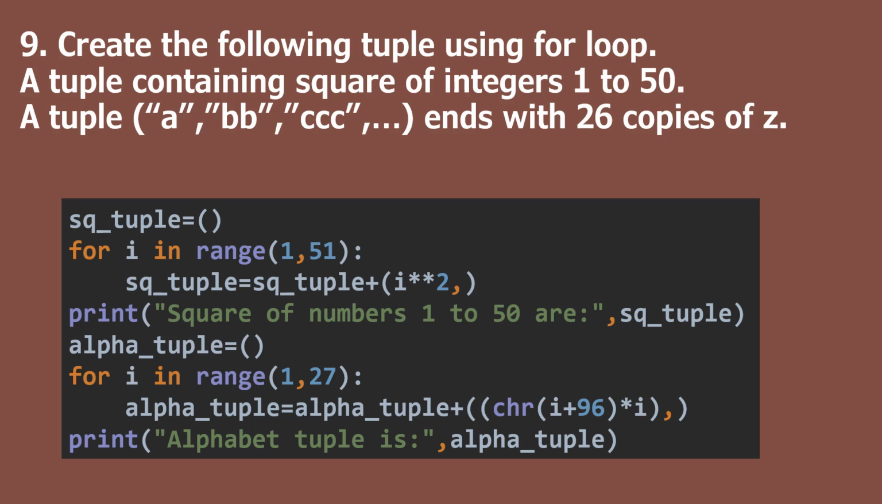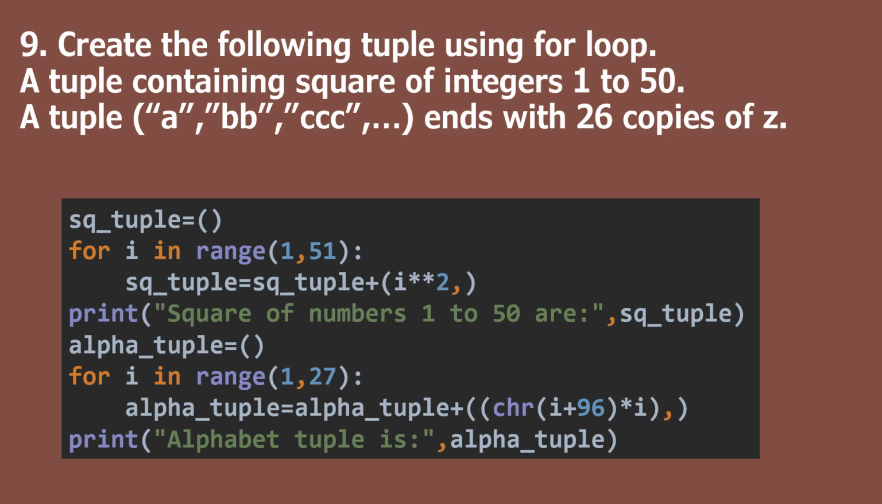Now for the next tuple to store the alphabets, let's say the variable is alpha_tuple, which is initially blank. Now we'll fill it using a for loop, for i in range 1 to 27. And as you know, the character equivalent of lowercase a is 97. So you just have to add i plus 96. The initial value of i is 1, so 1 plus 96 will give you 97. 97 is converted into a character by using the chr function. And that has to be repeated how many times? i times.